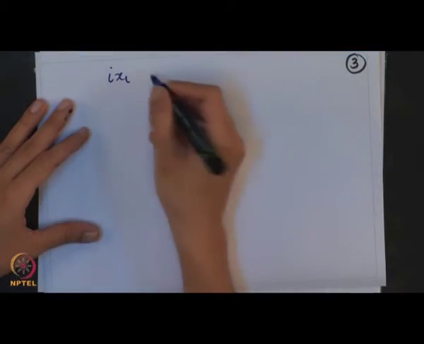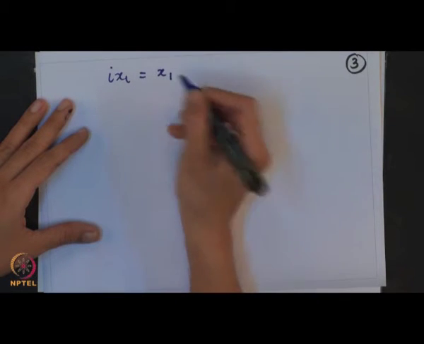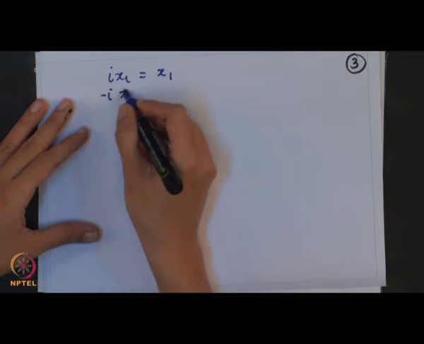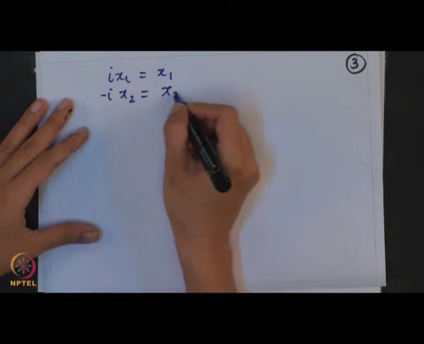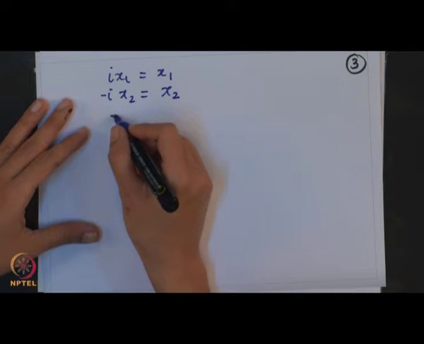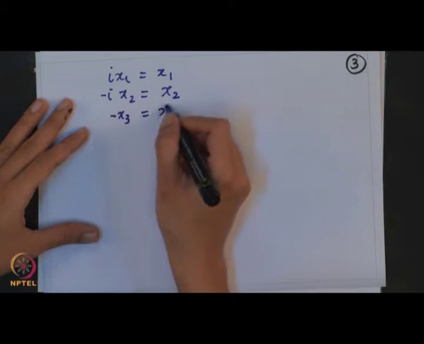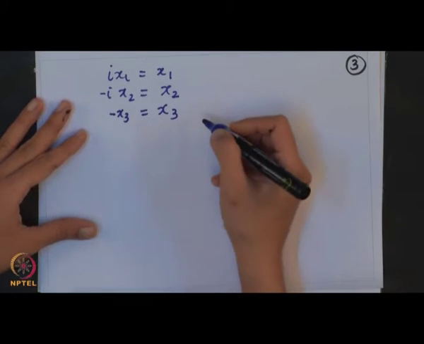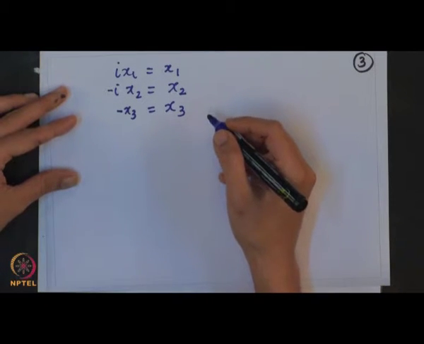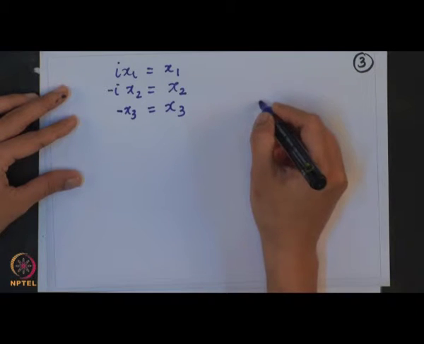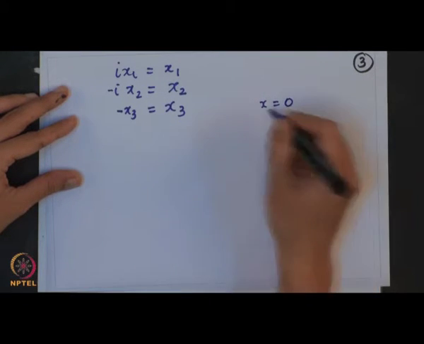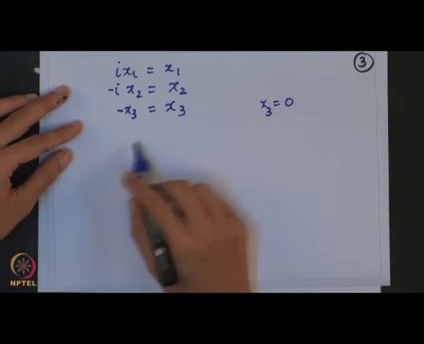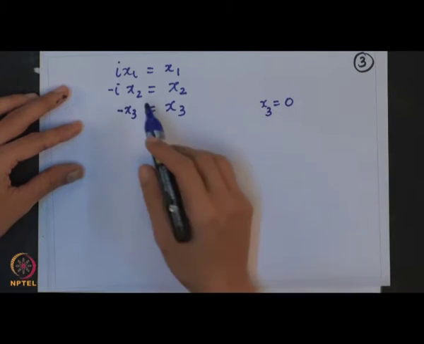Okay. You have here x1 times i is equal to x1, minus i x2 is equal to x2, and minus x3 is equal to x3. You have to solve these three and get psi. So, from here you can guess that x3 is equal to 0. Okay. This is the only possible answer.